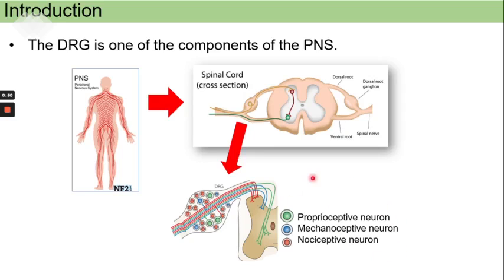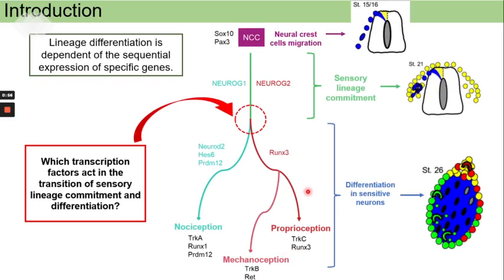So the differentiation of those three subtypes of sensitive neurons in the DRG is dependent on the expression of specific genes. So we can see here in this image the neural crest cell migration. After that, those cells will commit to a sensory lineage fate, and with the expression of specific transcription factors, those cells will differentiate into the sensitive neurons, the nociceptive, the mechanoceptive, or the proprioceptive neurons.